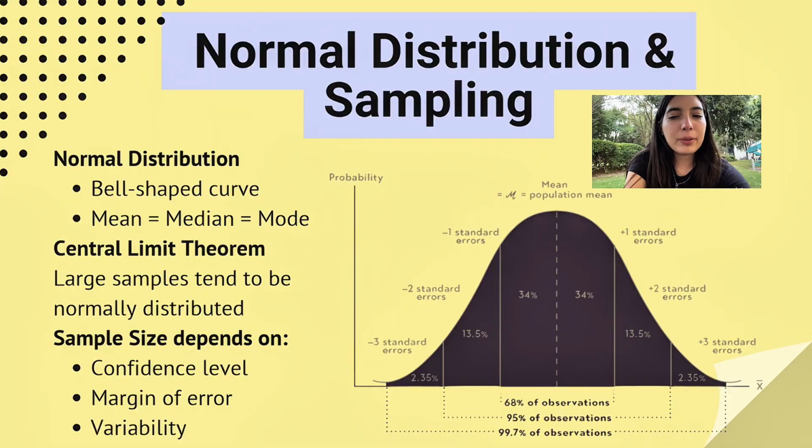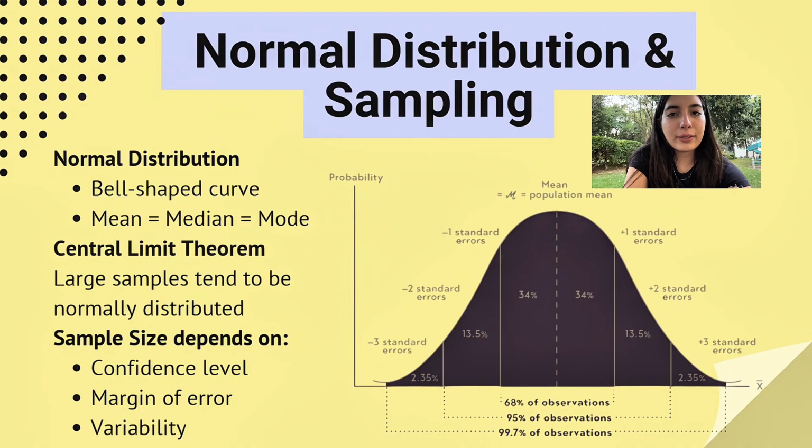Now I'm going to talk about the concepts of normal distribution and sampling. First, let's talk about the normal distribution. A normal distribution is a bell-shaped curve. As we can see in the image on the right, this means that most of the data is concentrated in the center, and fewer observations appear as we move toward the extremes. In this type of distribution, the mean, median, and mode are equal, which means the data is perfectly symmetrical.